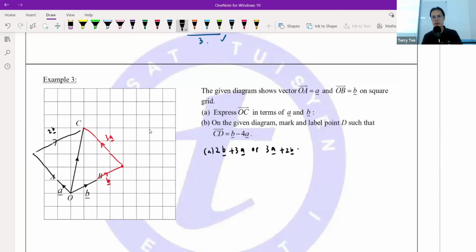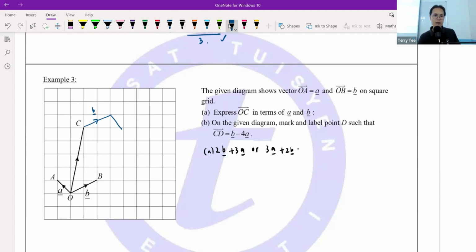Okay, next, on a given diagram, mark and label point D such that CD is B minus 4A. CD is B minus 4A. Okay, so how do you go from C to D? Okay, we know B is going this way up. So I'm going to draw B first, right? B is here. This is 1B. 1A is going up this way.